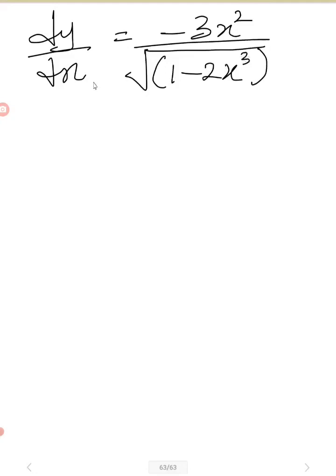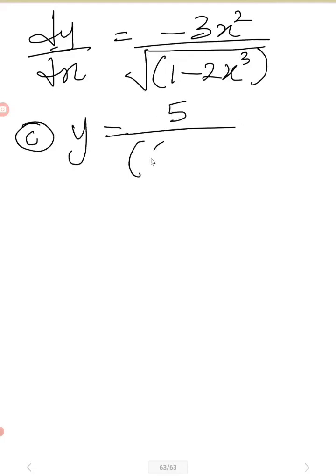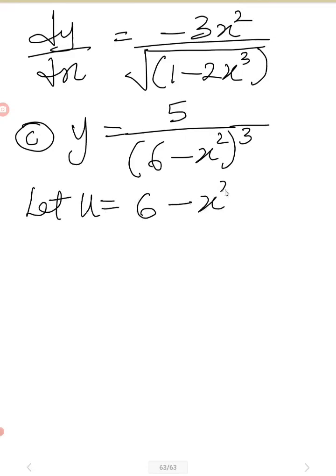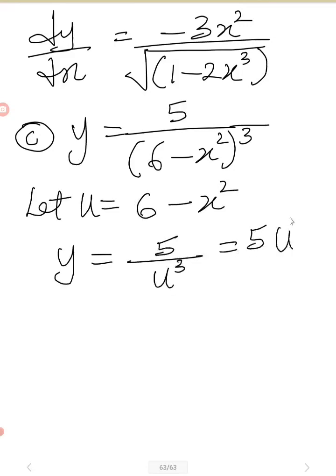So let's also solve another question, question C. It says if y is equal to 5 over (6 minus x squared) all raised to power 3. If you study this question, you discover it comes in the form of a fraction, but with the help of indices, we are able to solve the problem. Let u represent 6 minus x squared. Let y represent 5 over u raised to power 3, which can be written as 5u to the minus 3.